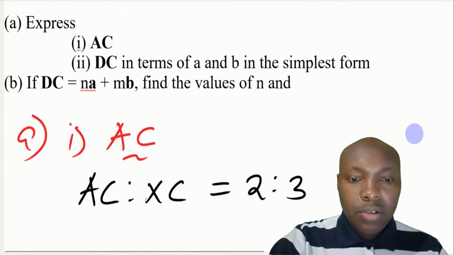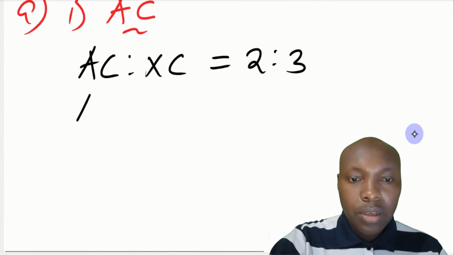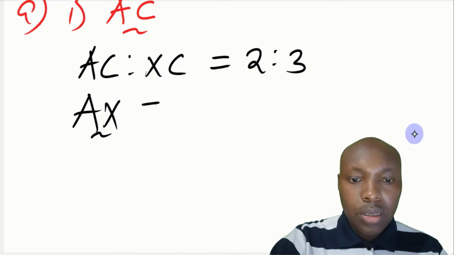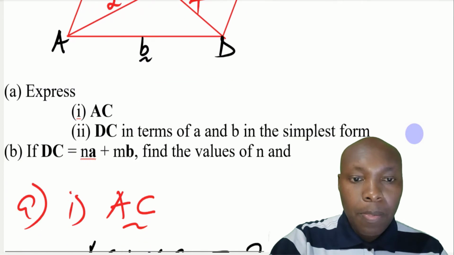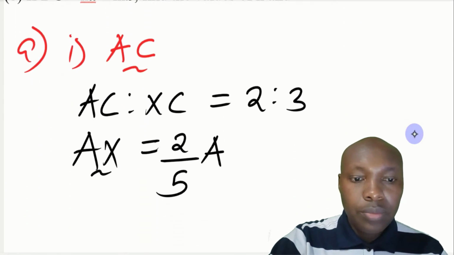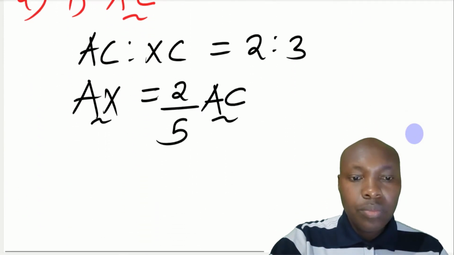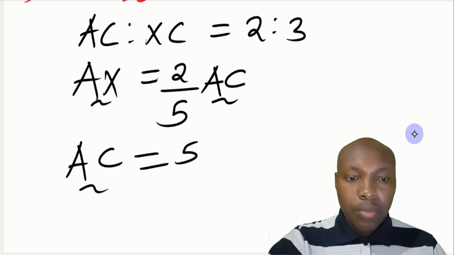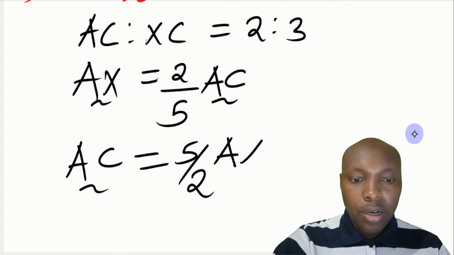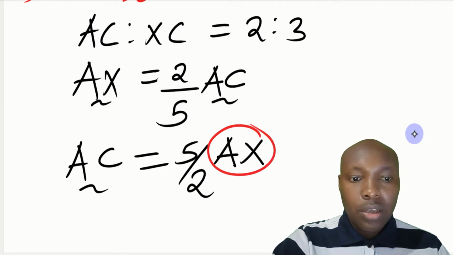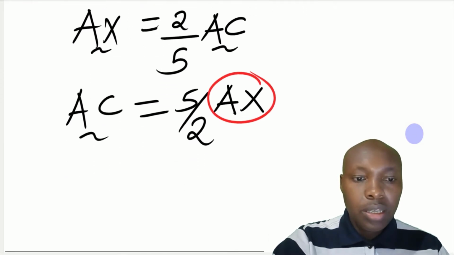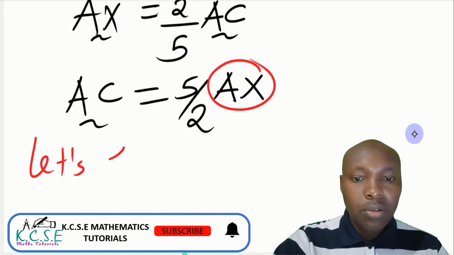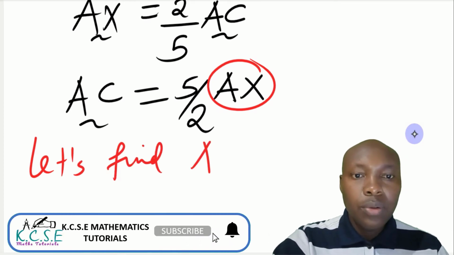So using that ratio, AX therefore will be given by 2/5 AC. Then from this, we can make AC the subject, which will give 5/2 AX. So AC is equal to 5/2 AX. So we need to find that AX so that we get AC in full.